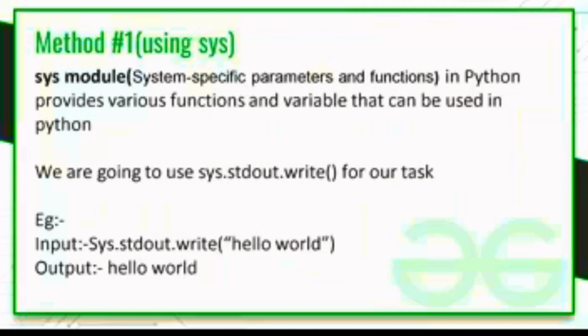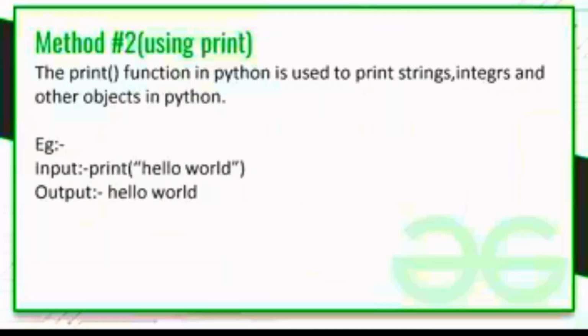So now let's jump to our second method that would be very easy, that is using print. The print function in Python is used to print strings, integers and other objects in Python. So basically you just need to write print for printing the object. Okay, now what you need to put in that bracket is whatever you want to be printed. So basically it could be string, it could be integers, it could be array, list. You're going to learn about all of that later on. Okay, so these are all things that you need to pass in that print.